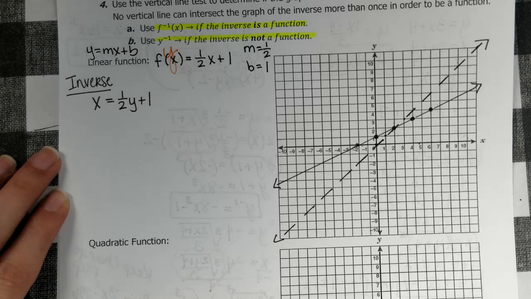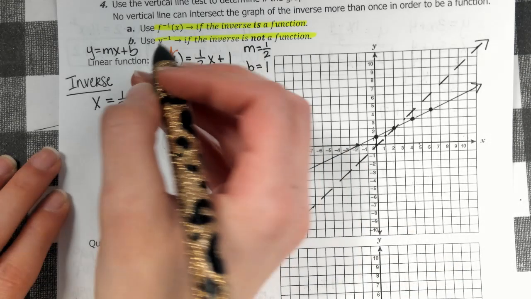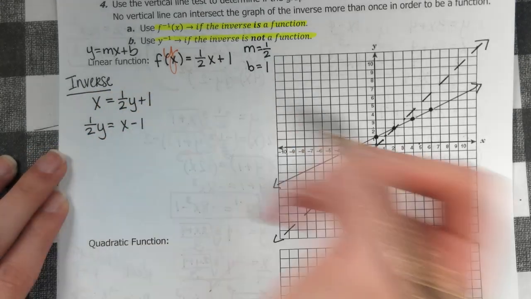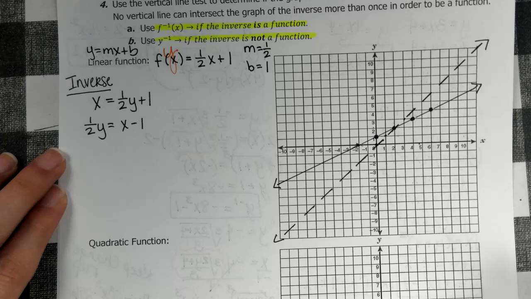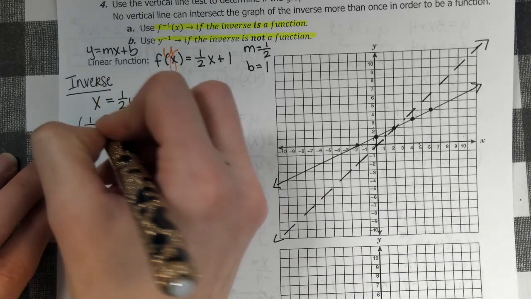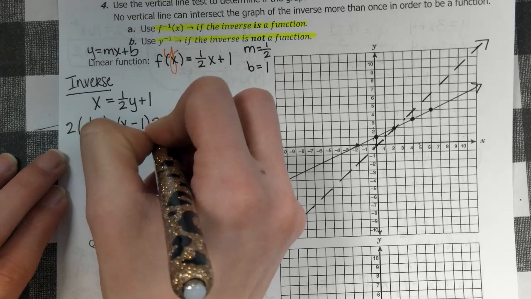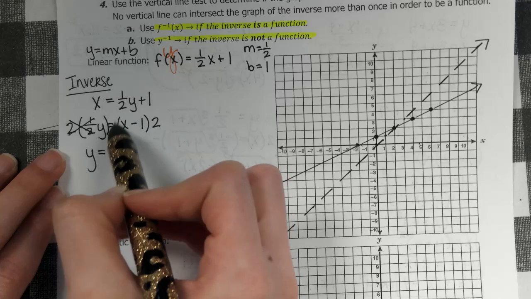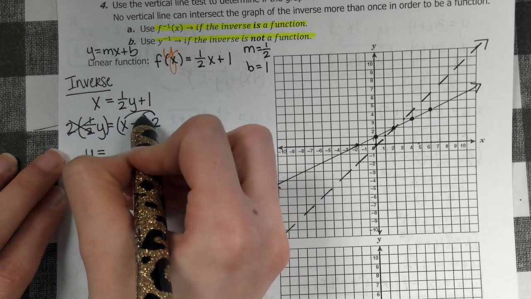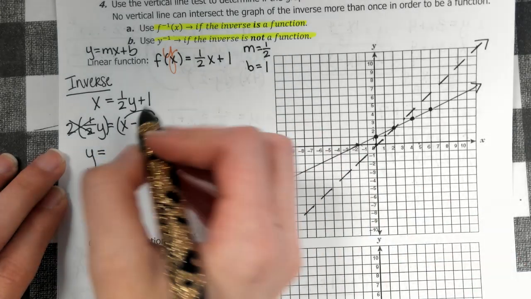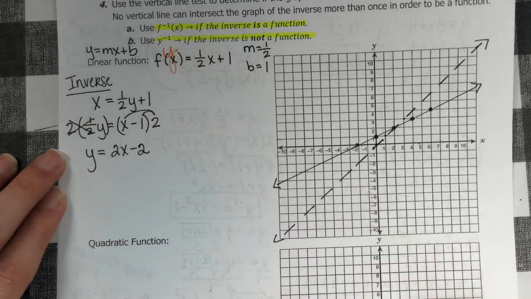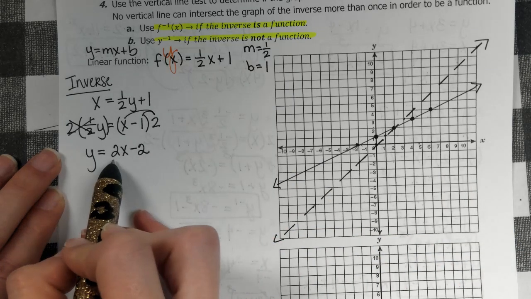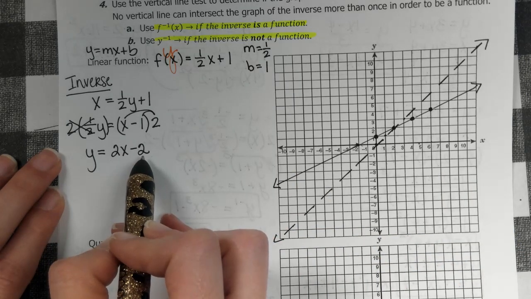And how do I solve for y? Subtract your 1. So 1/2 y is equal to x minus 1. And then how do I get rid of that 1/2? Multiply both sides by 2. So y equals, when you multiply x minus 1 as a whole times 2, that's 2x minus 2. Make sure you distribute that to everything. Okay? So here, 2x minus 2 is my inverse equation.